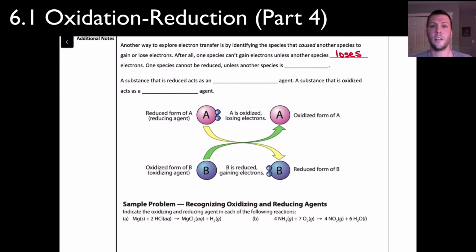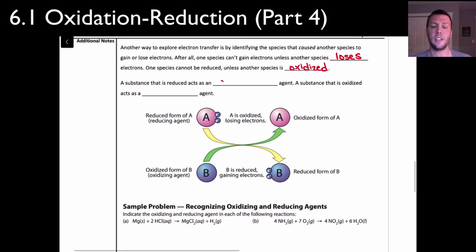In other words, one species cannot be reduced unless another species is oxidized. So a species that gets reduced is called an oxidizing agent because by becoming reduced, it allows something else to get oxidized. And a substance that is oxidized is called a reducing agent because by becoming oxidized, it allows something else to get reduced.